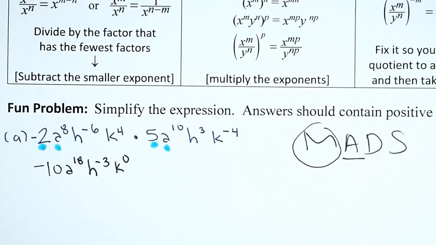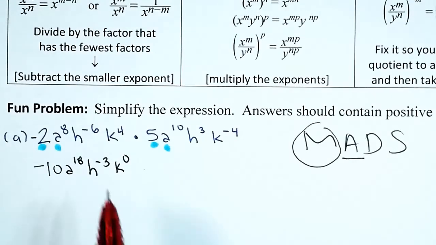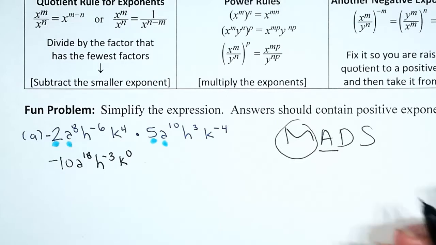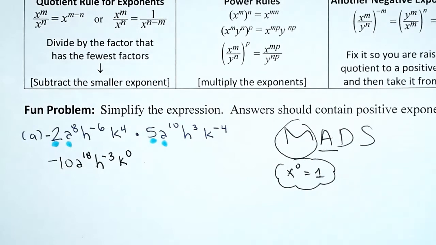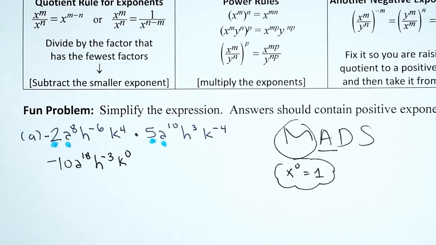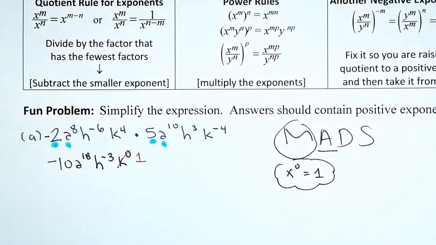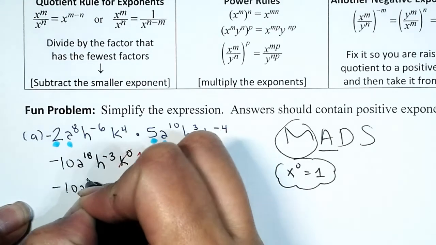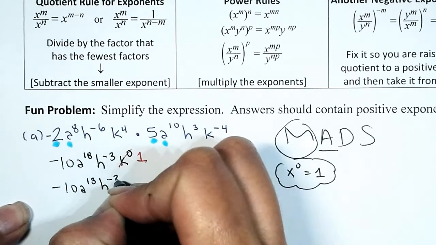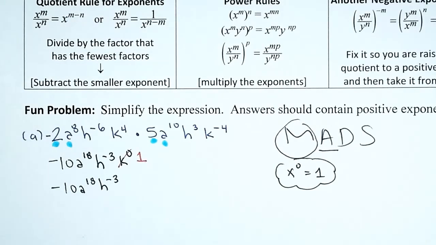We multiplied, but now the question is, is our answer accepted for full credit? Maybe, maybe not. First of all, I can simplify k to the 0 power. Gentle reminder, the zero exponent rule: for any number that's not 0, when you raise it to the 0 power, that will always simplify to 1. If you want to see why, stay after class. So this simplifies to 1. Let's write down what we have: -10 times a to the 18th power times h to the -3rd. So this is correct.